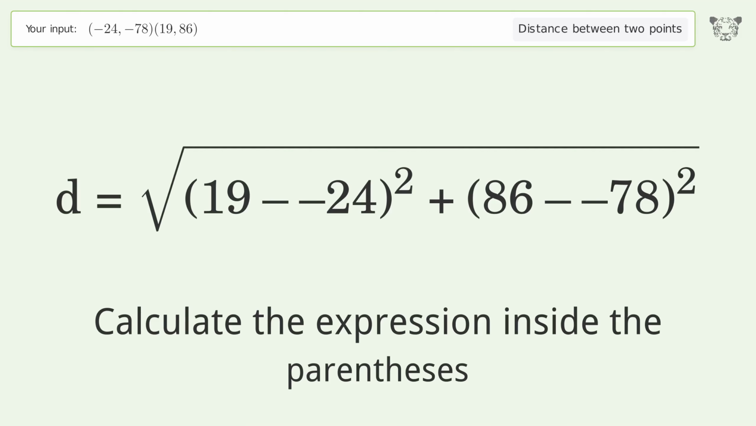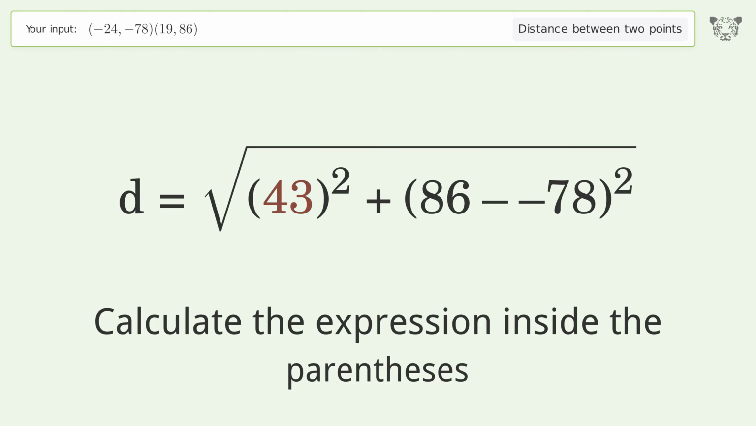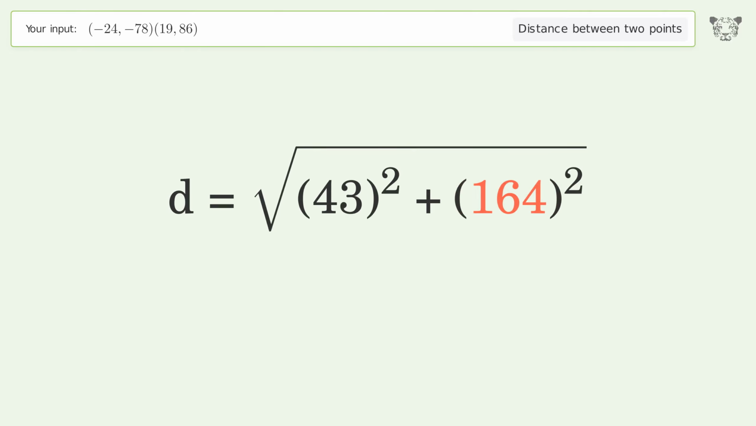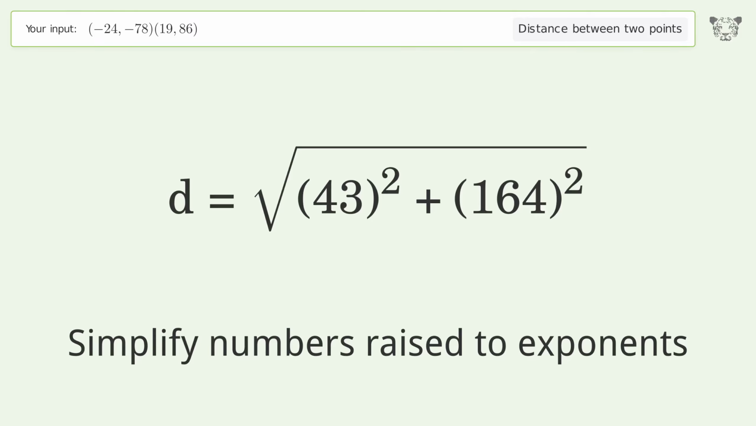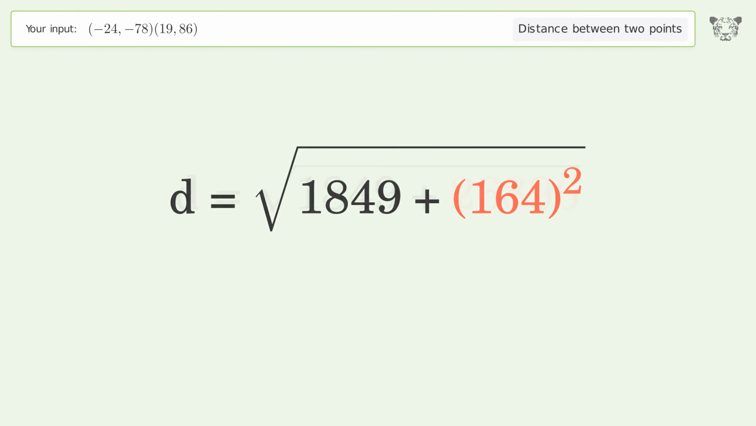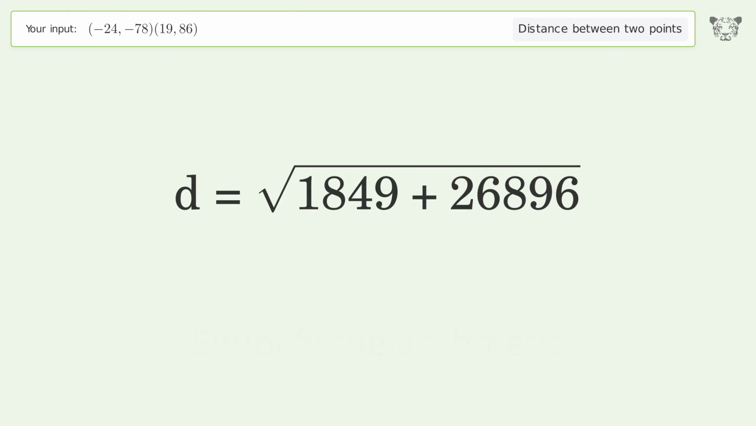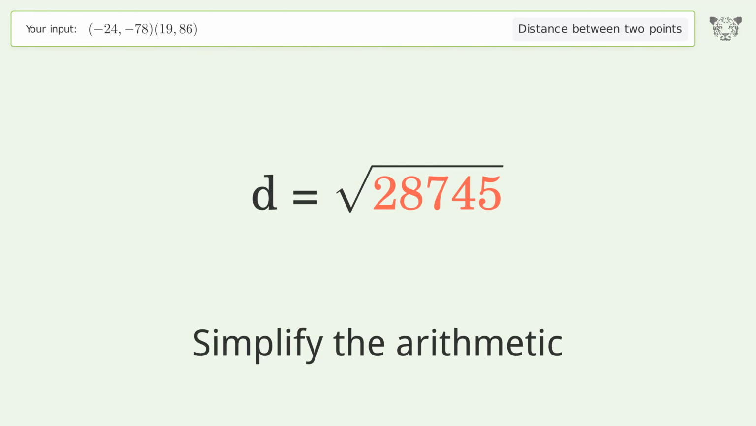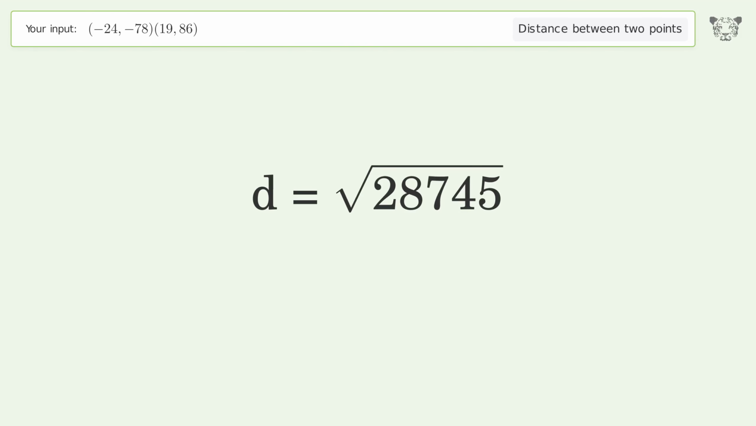Calculate the expression inside the parentheses. Simplify numbers raised to exponents. Simplify the arithmetic. And so the distance between the 2 points is the square root of 28,745 or 169.544.